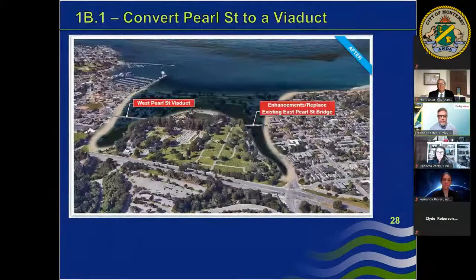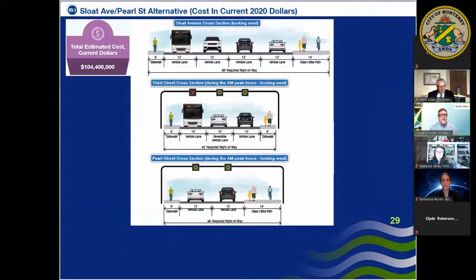The next one is that we have an option for Pearl Street. So the alignment that we have is running along Del Monte, coming up Sloat, and then going down Third and Park, and then crossing these two bridges. There would be improvements there, and then heading into downtown. Next slide, please. So Sloat Avenue would be widened. Well, actually, the parking would just be eliminated. A Class I bike path would be constructed and it would be turned into four lanes.